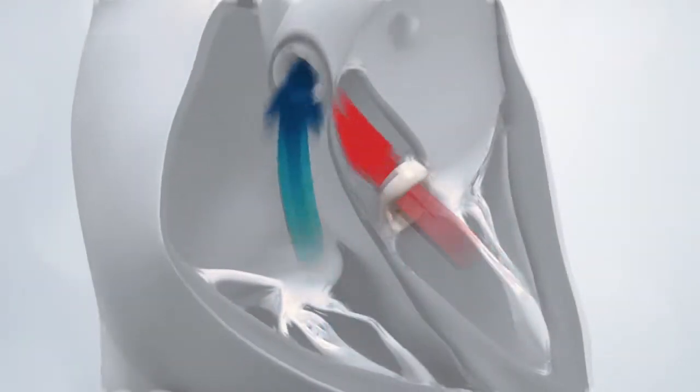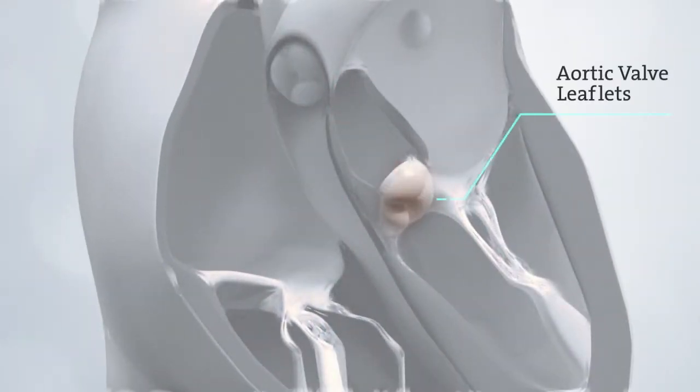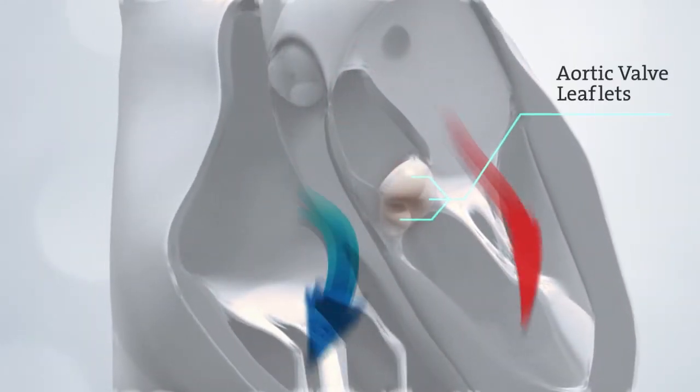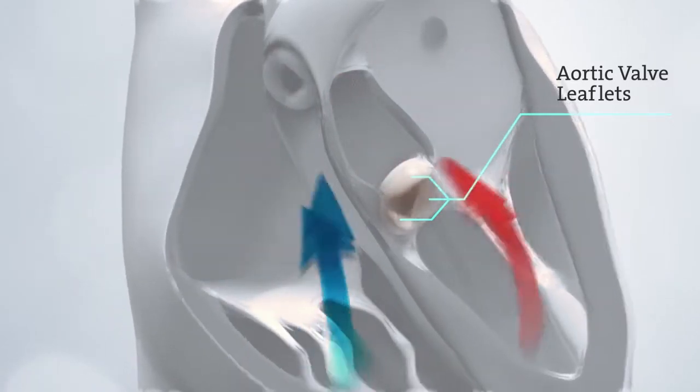Normal valves have 2 or 3 flaps of tissue called leaflets that open and close like gates to control the flow of blood through your heart.